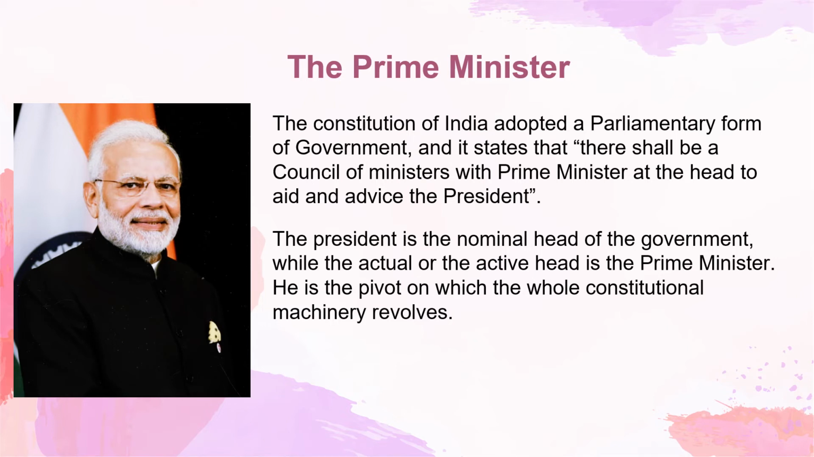The President is the nominal head of the government. Nominal means only for namesake, while the actual or the active head is the Prime Minister. He is the pivot. Pivot is the central point on which the whole constitutional machinery revolves.